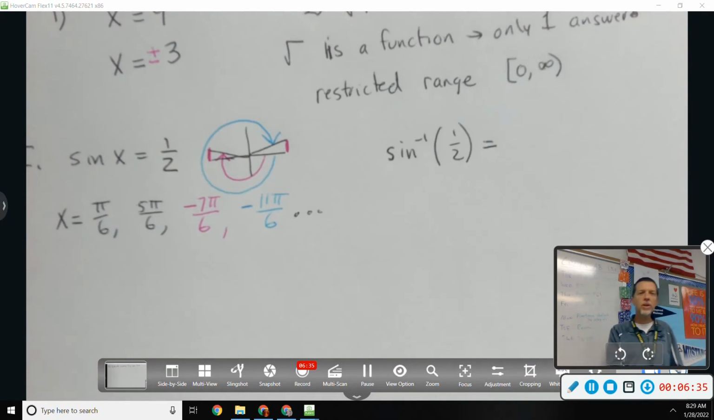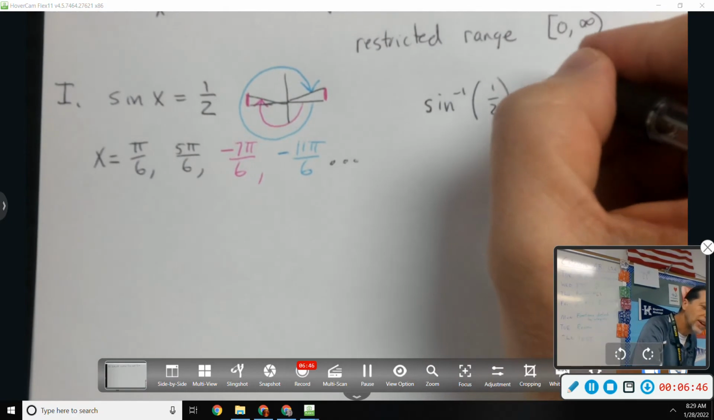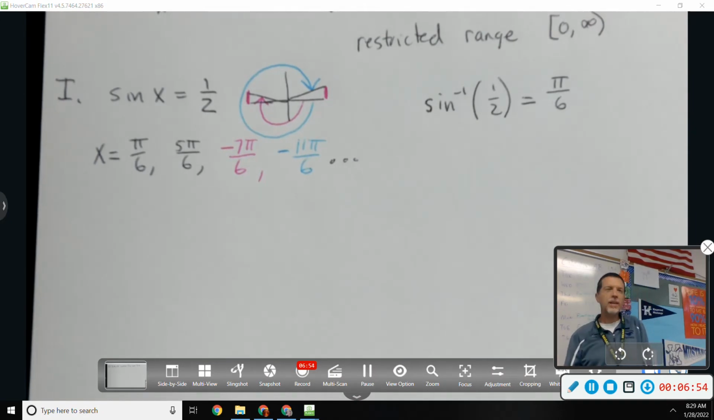Well, if you were in charge of picking which of those answers would be the answer, which one do you think you would pick? Pi over 6. That's a great call, and that's what the committee long ago decided. I wasn't on that committee. They picked pi over 6, though. Right? They picked the easiest one.